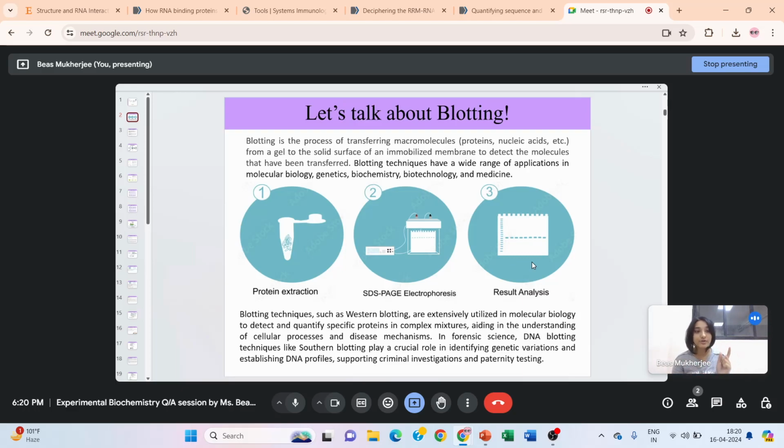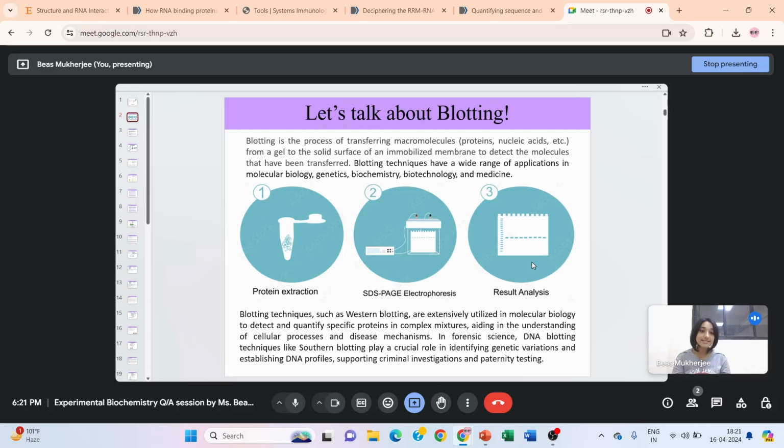To confirm whether this is the specific protein that we are dealing with, Western blotting is done. It has a lot of functional assays. It's a very sensitive, very useful, very powerful technique, and you can study a lot of different phenomena using blotting. Blotting techniques such as Western blotting are extensively utilized in molecular biology to detect and quantify specific proteins in complex mixtures, aiding in understanding of cellular processes and disease mechanisms.